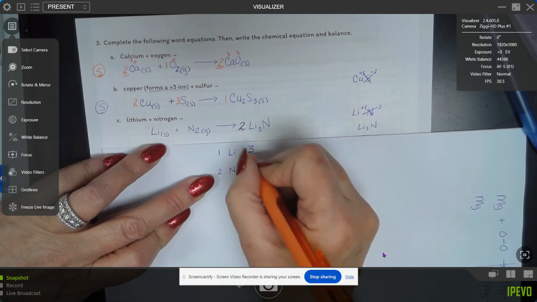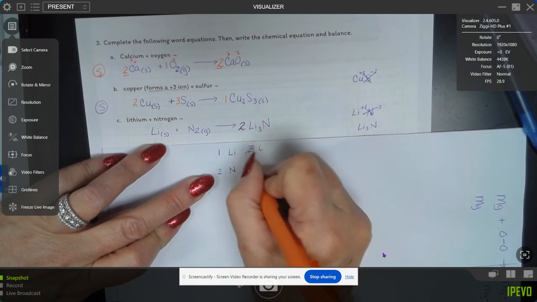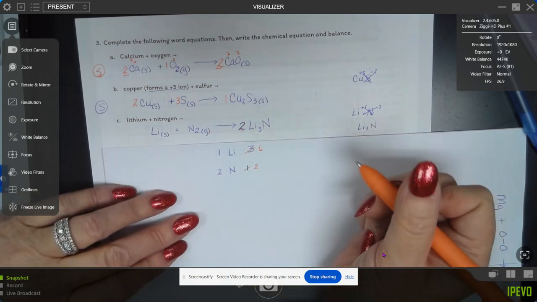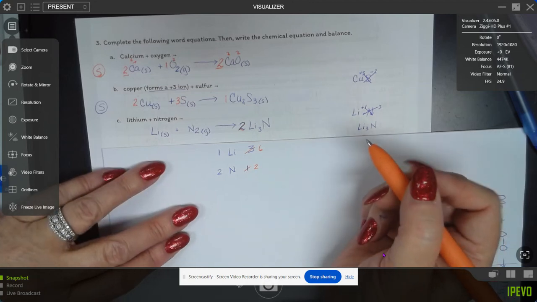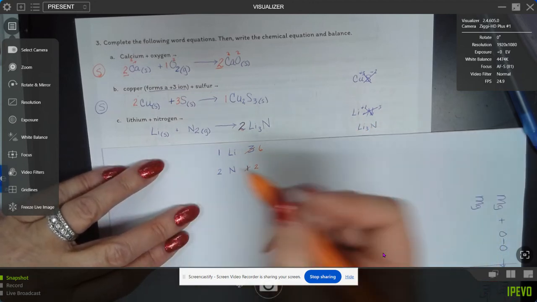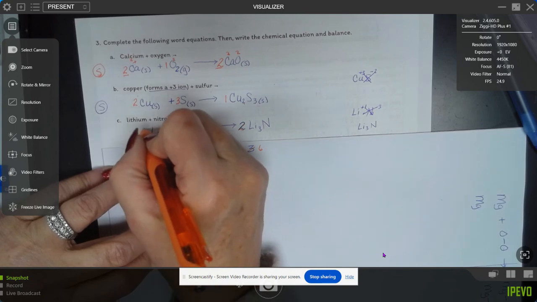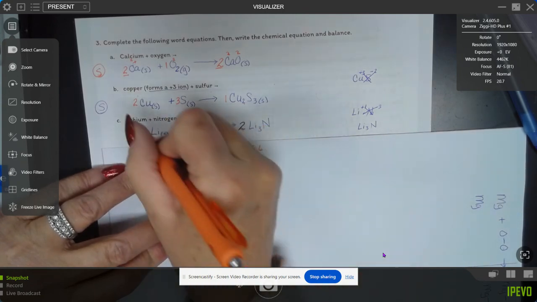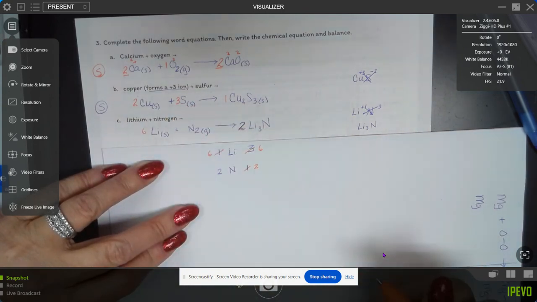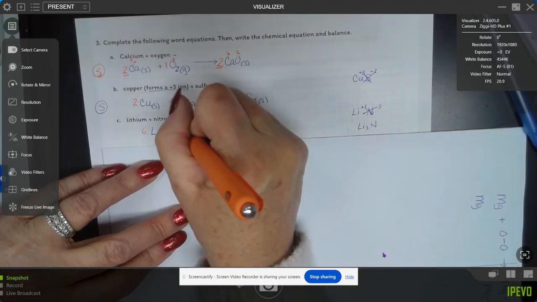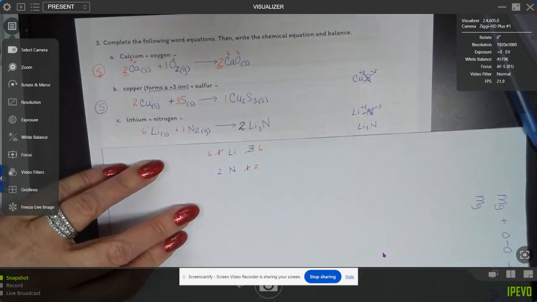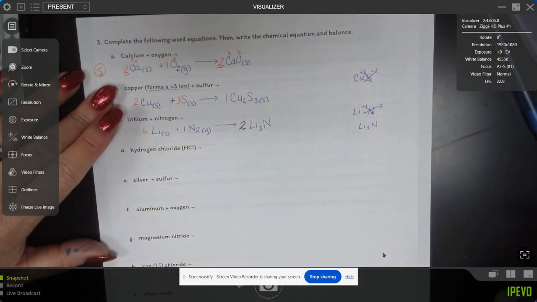Now I have 6 lithium and 2 nitrogen. So my nitrogen is balanced. My lithium, not so much. But that's easy enough. I can just come over here and put a 6. And that gives me 6 lithium. So now I'm balanced. And I'm going to add that 1 just to show that I'm done balancing.